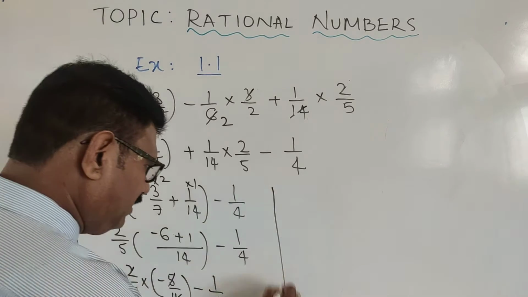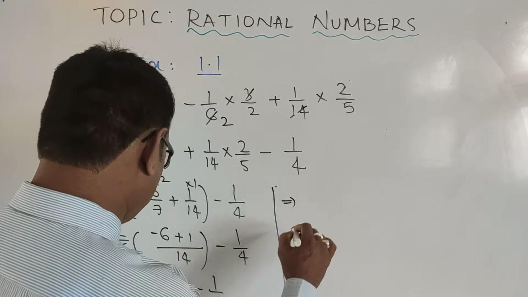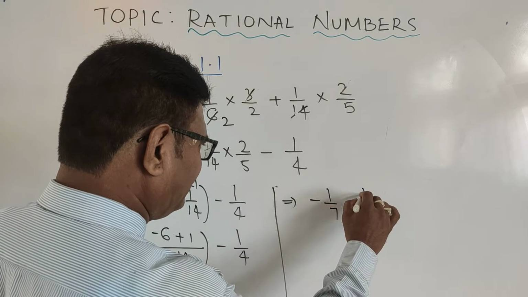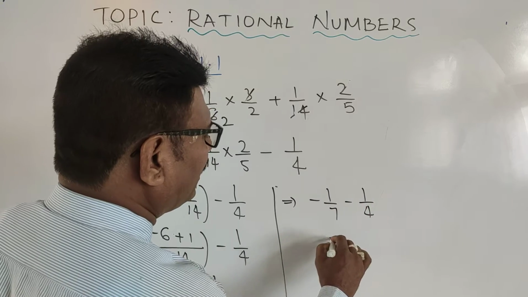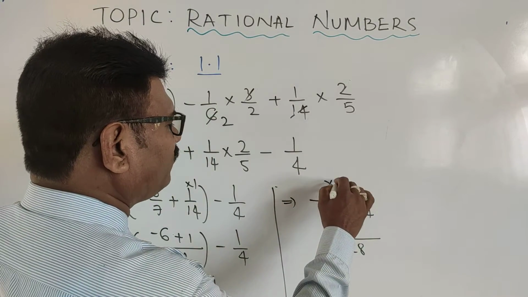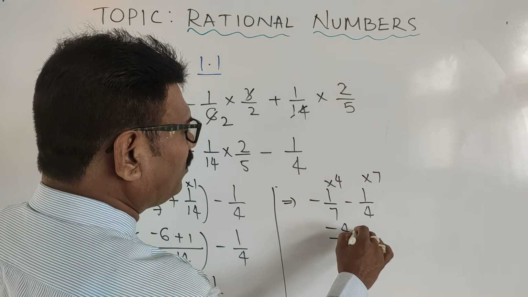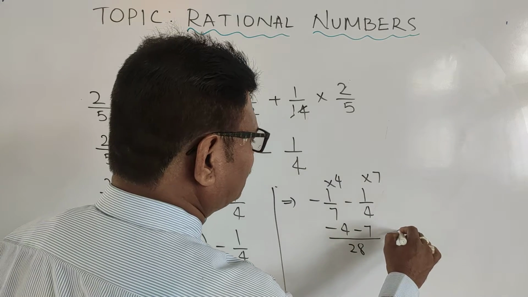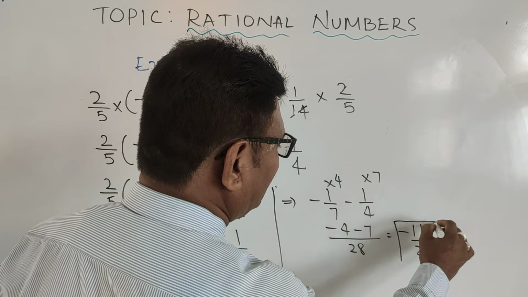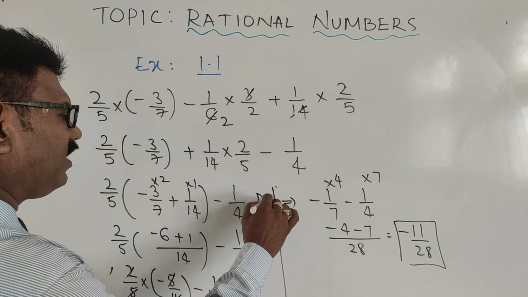Therefore, it can be like this: minus 1 by 7 minus 1 by 4. Again 28 is the LCM, 7 4 times, 4 7 times, minus 4 minus 7. Therefore, the answer is minus 11 by 28. This is the answer. Here you can write distributive property.